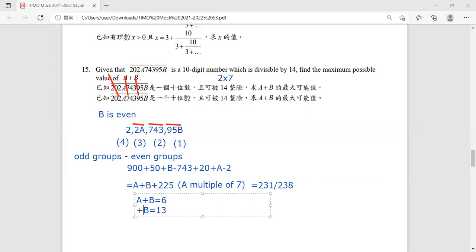But you know that B is even. Will we be given 6, 7, 8, 13? Then we will be okay. So the answer is 13.